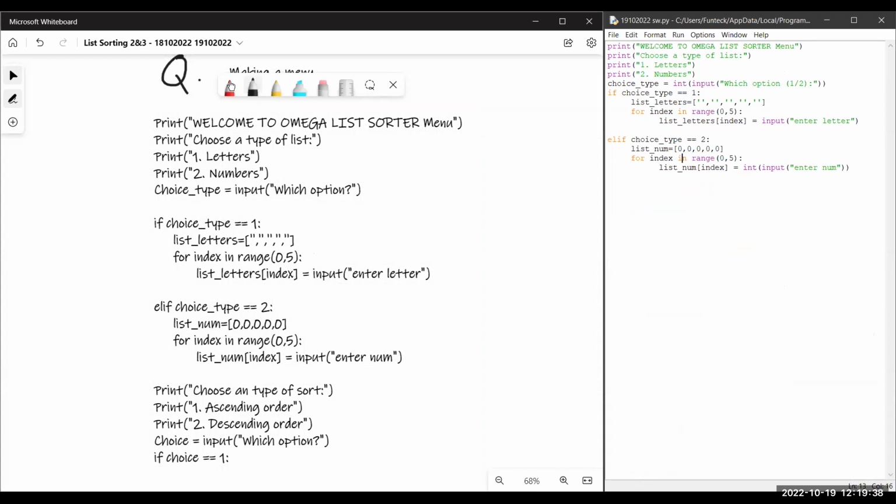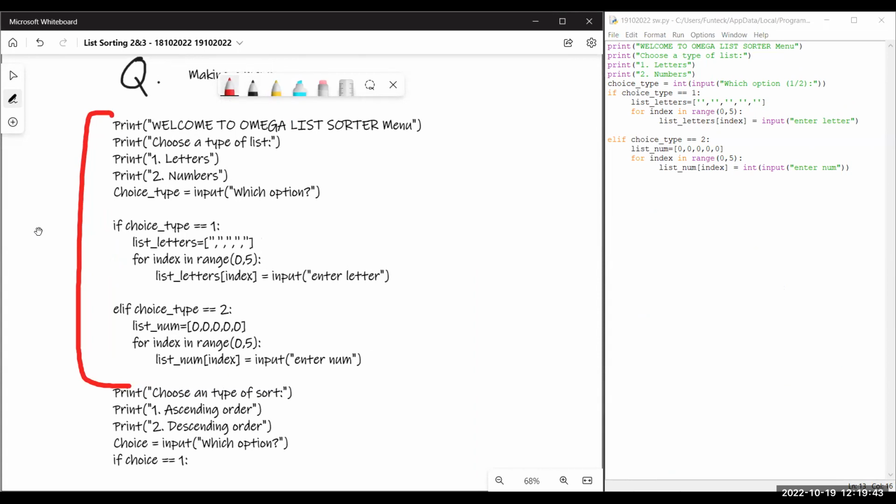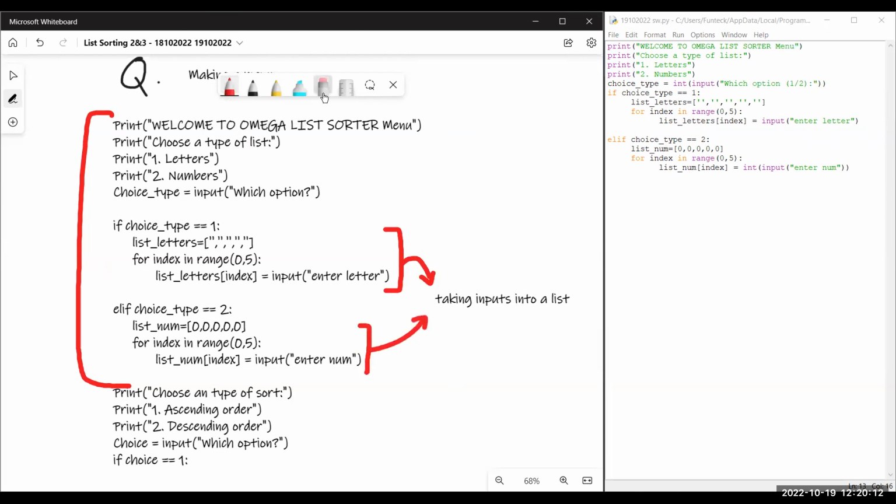So far till here, any questions? Now this part right here is only about entering numbers or taking input into a list. I forgot this already. This is why I say you've got to revise. Revise, yes, totally.